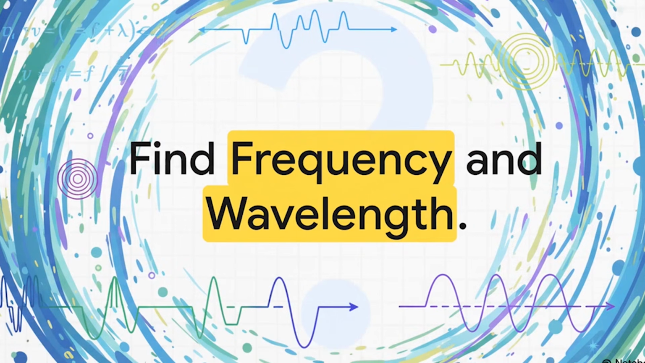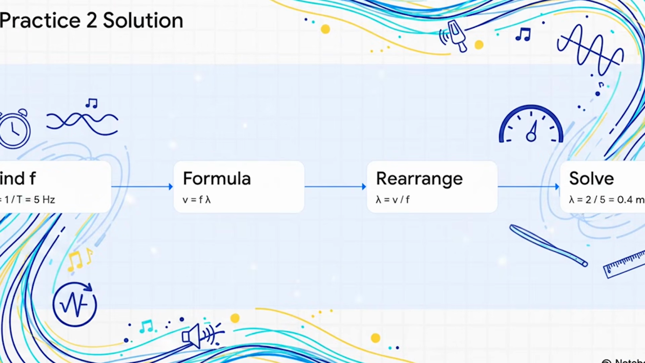Now, let's try a slightly harder challenge from our KICD materials. A wave travels at a velocity of 2 meters per second. Period is 0.20 seconds. Amplitude is 0.4 centimeters. Find the frequency and wavelength. This one actually has a small trick. Notice that we don't have our frequency yet. We've got to find it first. Here's how we tackle it carefully.